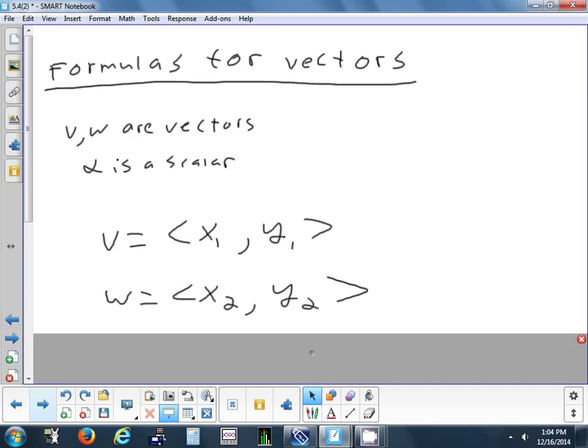Okay, so vector v, I wrote it as an algebraic vector. It's got a component of x1 and y1, horizontal, vertical. And vector w also has two components. x2 is the horizontal, y2 is the vertical. In an actual problem, those would be numbers.